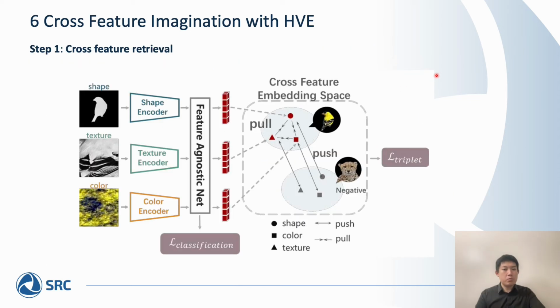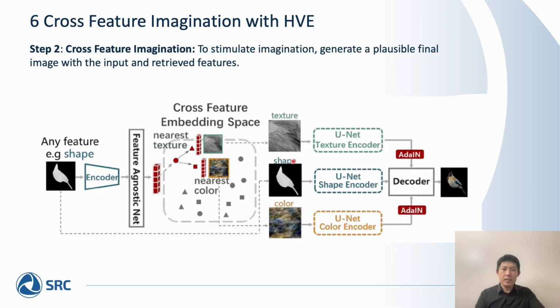We use 2 steps to solve the problem. In step 1, we train a feature agnostic net to create a multi-feature shared embedding space where different kinds of features have similar embeddings as long as they belong to the same class. And in the second step, during generation, given any feature, we can first retrieve the other 2 features in the shared latent space, and then take the 3 features as input to generate the final imagination image.